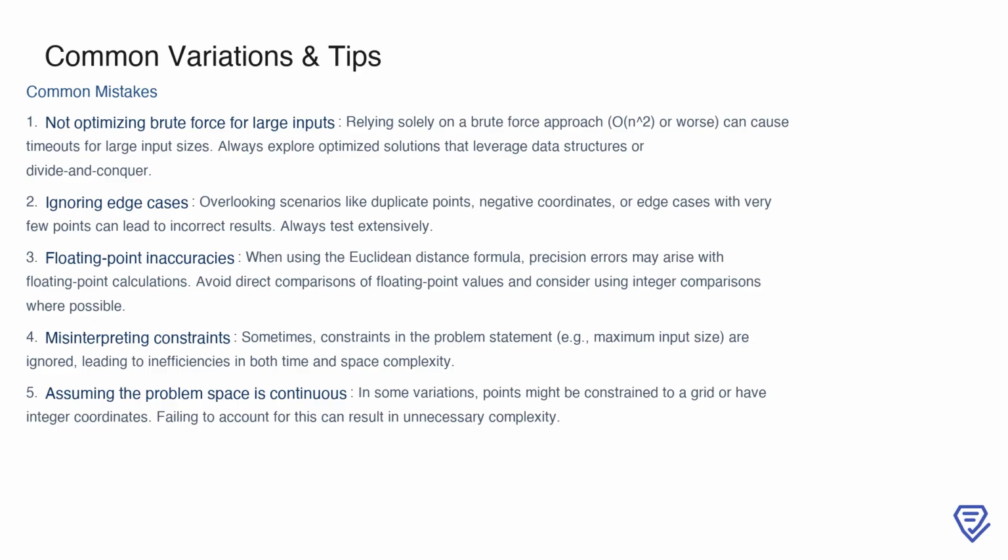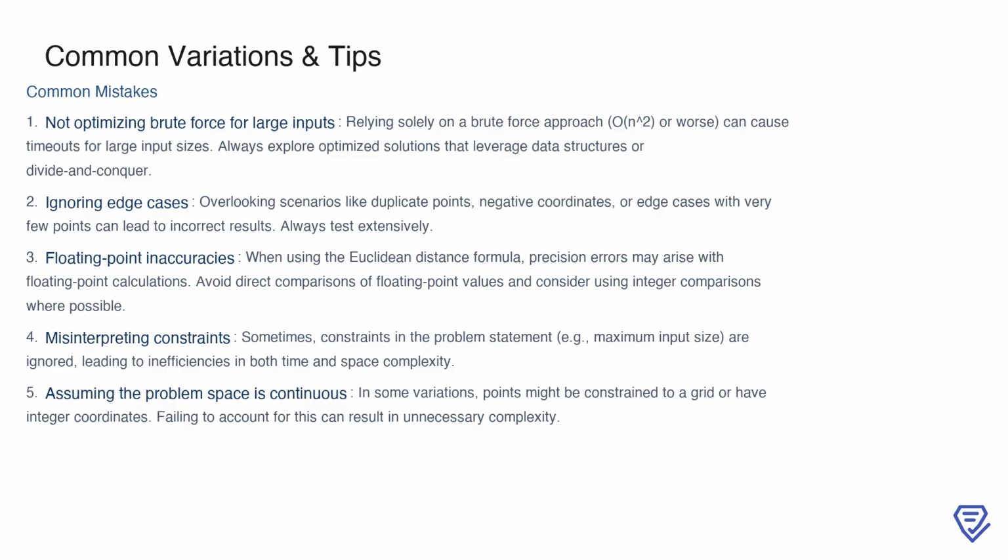Another frequent issue involves floating point inaccuracies. When using the Euclidean distance formula, precision errors can creep in, making direct comparisons unreliable. Instead, you might consider using integer comparisons to avoid these pitfalls. Additionally, misinterpreting constraints, like ignoring the maximum input size, can result in inefficient solutions in terms of both time and space complexity. Lastly, assuming the problem space is continuous can lead to unnecessary complexity. Some variations may restrict points to a grid or integer coordinates, and failing to account for this can make your solution less efficient.